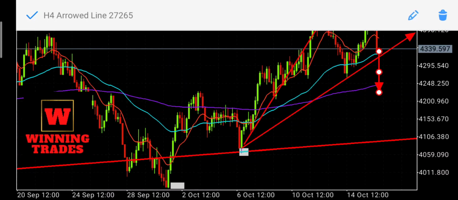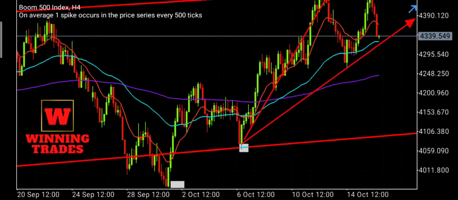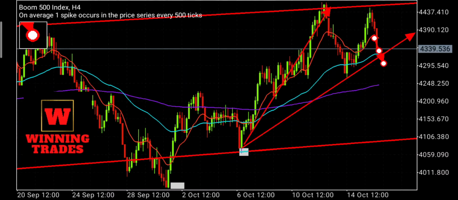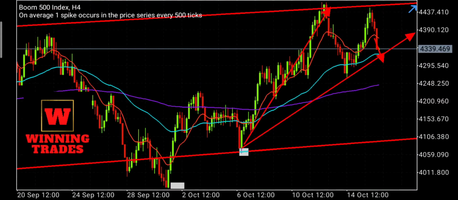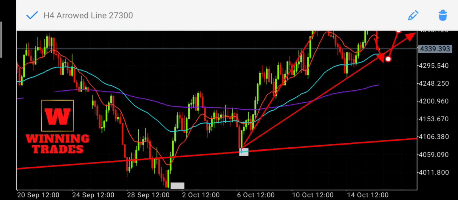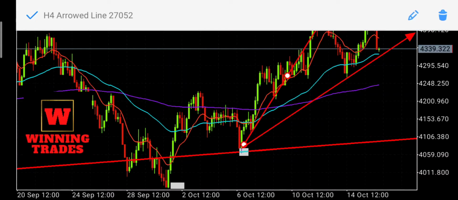But price, on the other hand, if it doesn't break through that, can come here, give a fake out, and then decide to go up higher. So you need to watch out for that. If it breaks this trend line, then we look for sells after the retest. If it doesn't break it, then we'll look for a buy. So that's the two views for Boom 500.